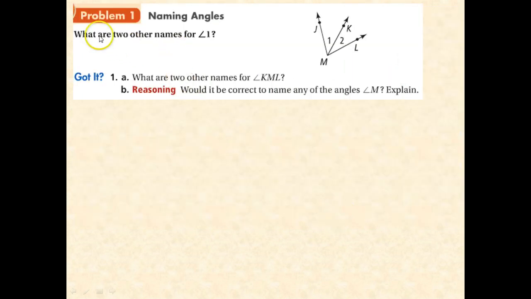Alright, let's look at this. What are two other names for angle 1? Well, let's see. I could call it JMK, or I could call it angle KMJ. So angle JMK and angle KMJ are also names for angle 1. So pause and see if you can figure out these two.